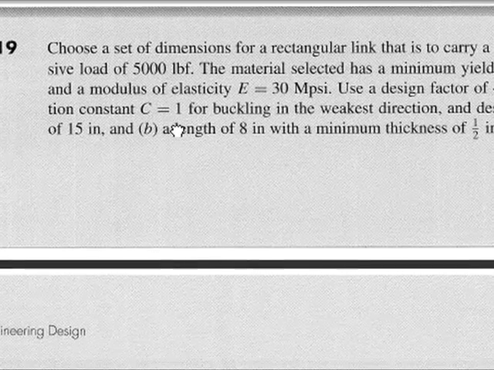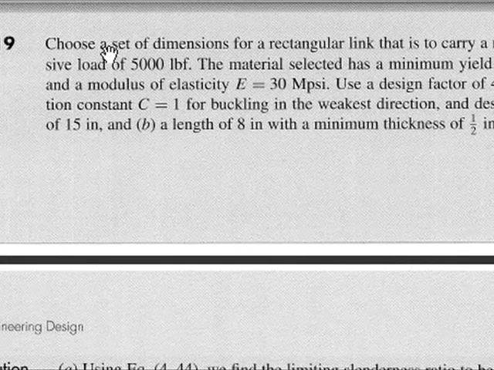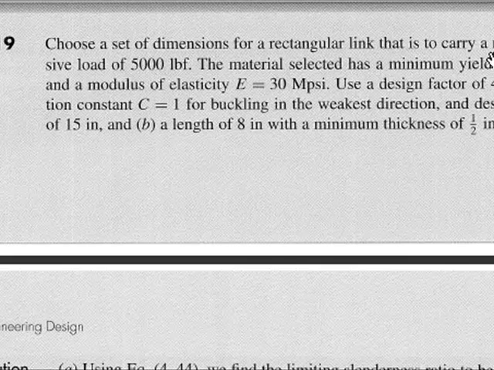Now 4-19 puts that to work, and it says, choose a set of dimensions for a rectangular column that is to carry a maximum compressive load of 5,000 pounds. Here is our material yield strength, 75 kpsi. Modulus of elasticity is 30 million. Again, we want to use a design factor of 4. And we have an end condition of 1 for buckling in the weakest direction. We're going to come up with the design, first of all, in Part A for a column that has a length of 15 inches. And then we're going to come up with a design for a column that has a length of 8 inches.